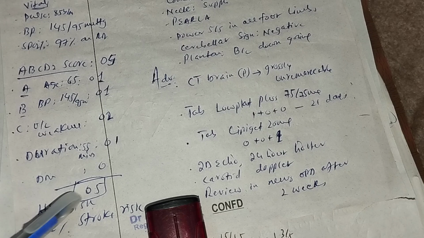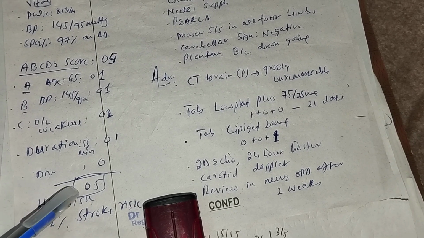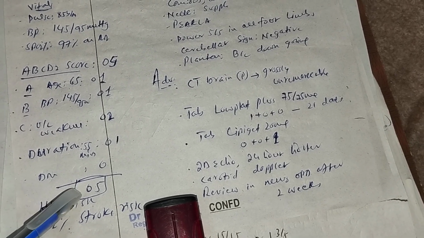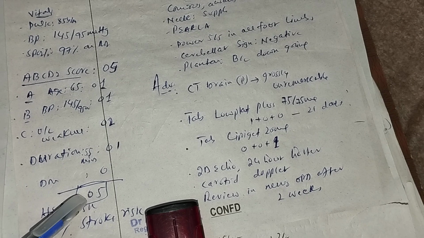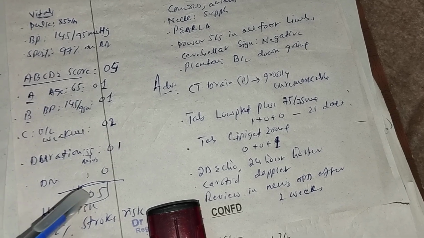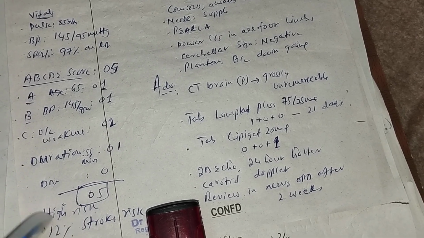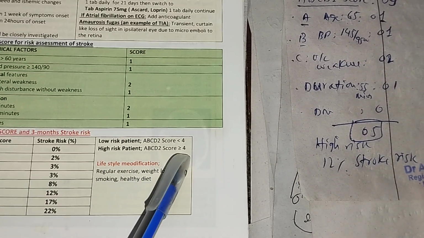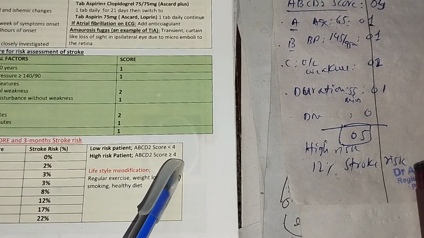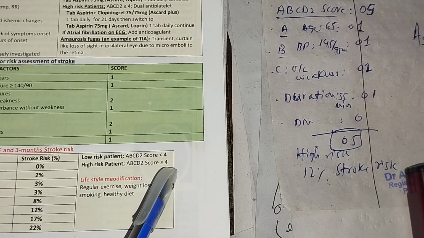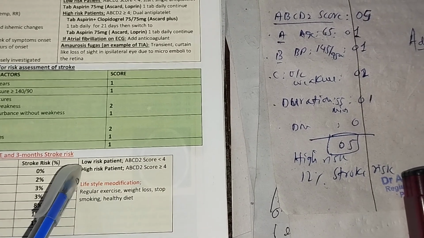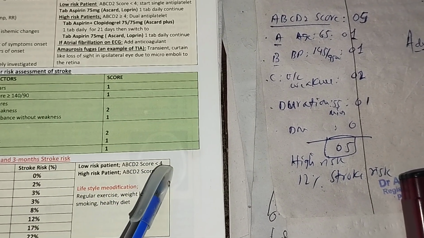Now from this ABCD2 score, one thing it tells us is the risk of the stroke, and second, we have to decide the antiplatelet. This patient is a high risk patient. As I already told, if the ABCD2 score is more than or equal to 4, that will be high risk. For a high risk patient, you have to give dual antiplatelet. For a low risk patient, you can give single antiplatelet.